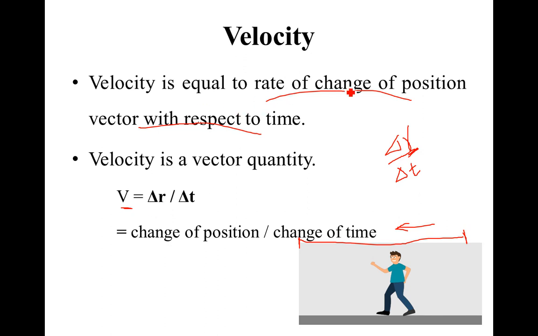The same definition I am writing in equation format here. Velocity is equal to the rate of change of position. So it is change of position divided by change of time. If you have the term rate, it is divided with respect to time. That is del r by del t in representation. So V is equal to del r by del t. This is your velocity.